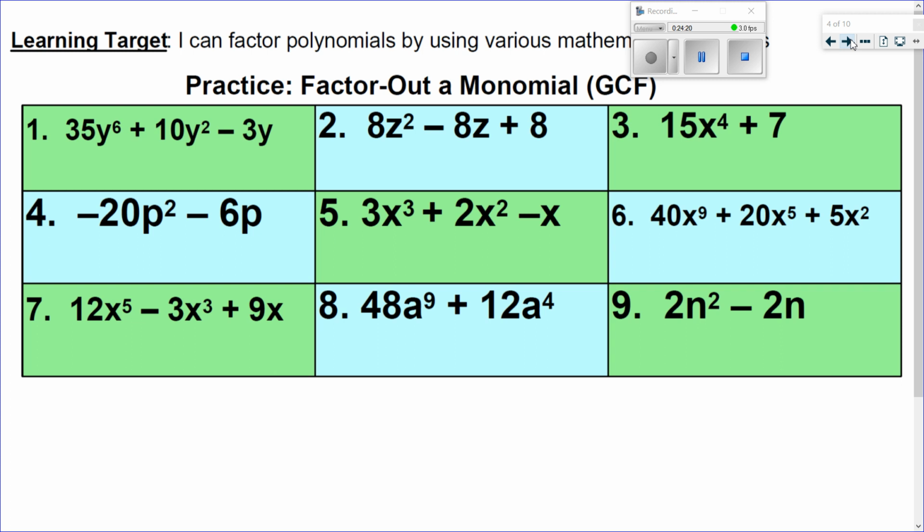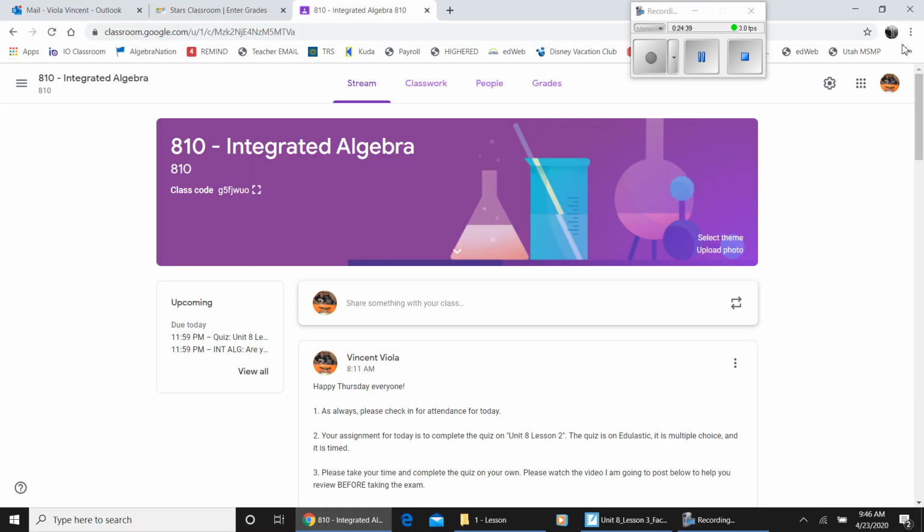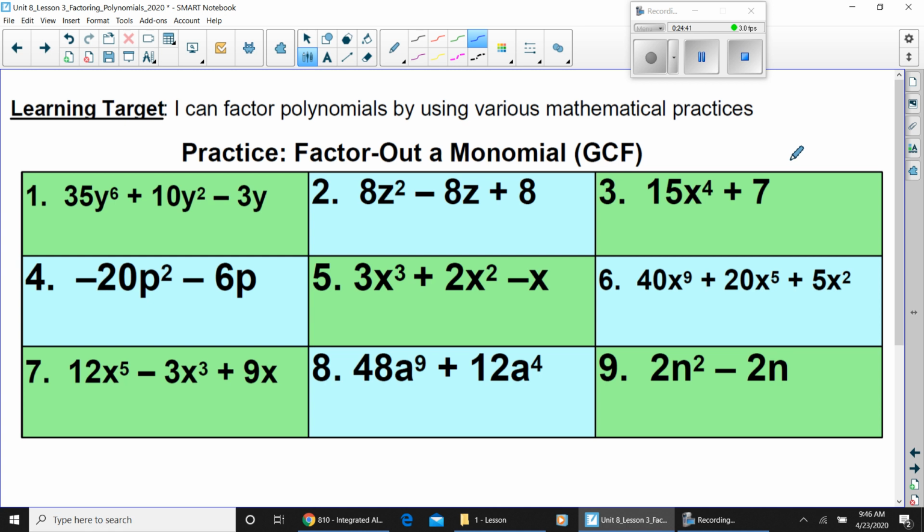All right, next page, there's a lot of questions here to practice. There's 9. I'm going to do two of them with you. We're going to do a couple together, and then we'll press pause and see if you can work on it on your own, because it's something that you definitely need to know as far as factoring goes. Very important.